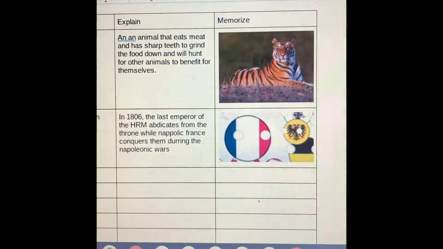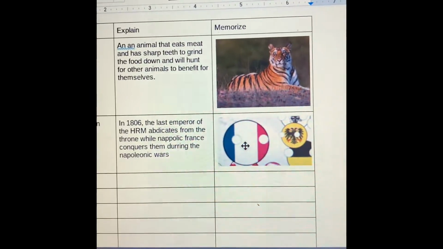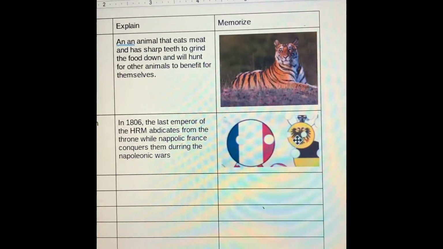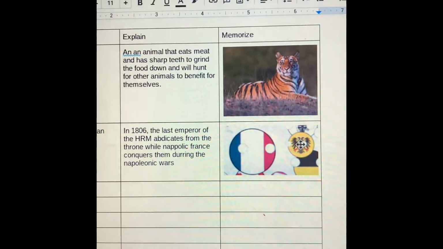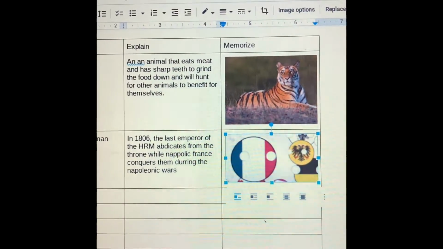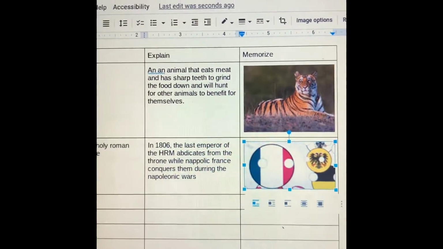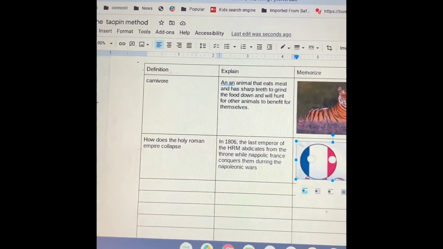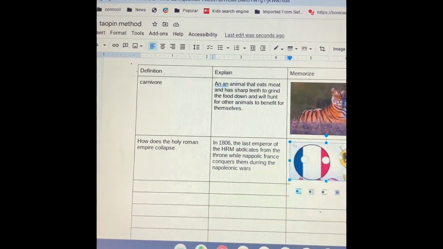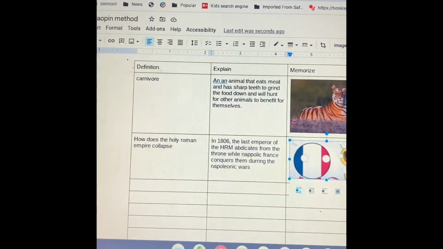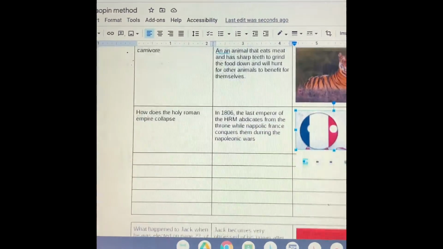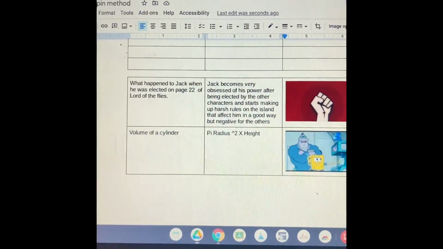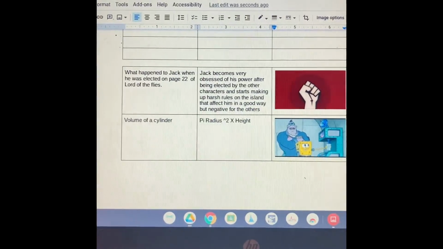That video is actually what France did to the Holy Roman Empire. It collapsed and becomes the Confederation of the Rhine. So, social studies also works for this method. Biology, science, and social studies is not the only classes that work. It also works for language arts and math as well.